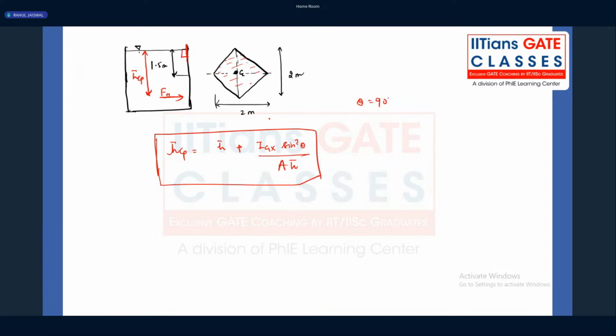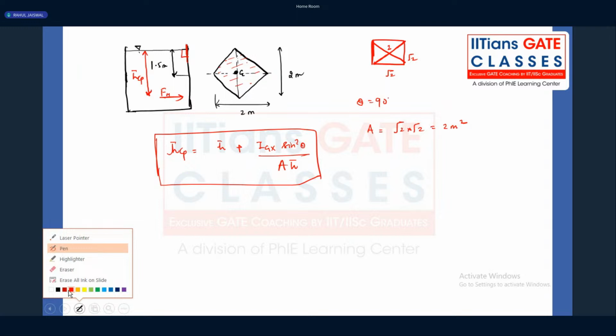Now, can we quickly calculate the area of this particular square diagonal plate? It is very easy. There was a square like this with two diagonals, and the diagonals have been tilted into the vertical and horizontal directions, and this is 2 meter. If the diagonal is 2, the side should be root 2. What is the area of this square? Root 2 into root 2, which is 2 meter square.